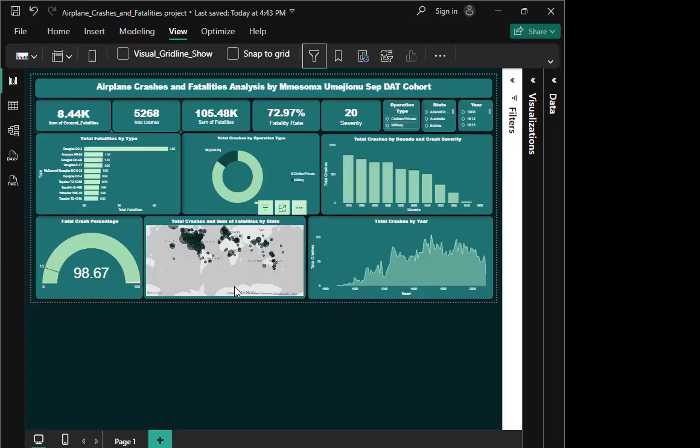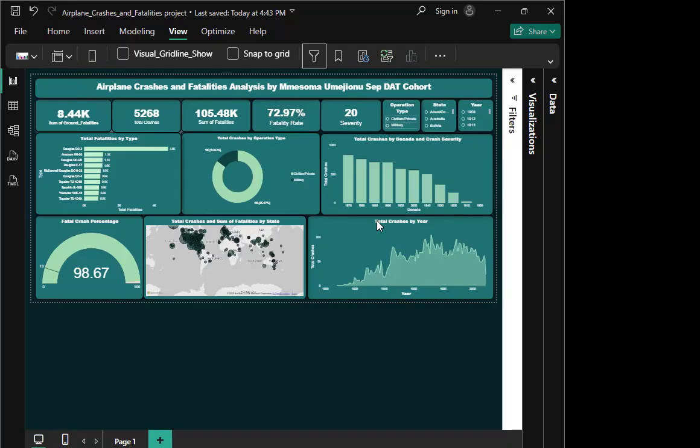Looking at this world map right here, we can see the crash concentration by state and by region. The highest density appears in North America, followed by Europe and then some parts of Asia, which aligns with regions that historically have high air traffic volume. This pattern reflects more on exposure and frequency of flight rather than poor safety alone.